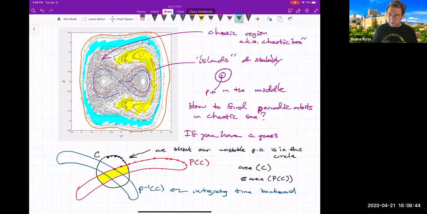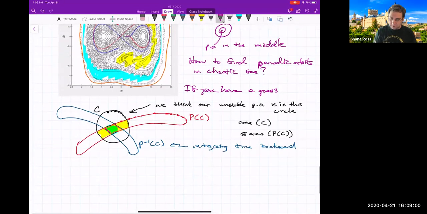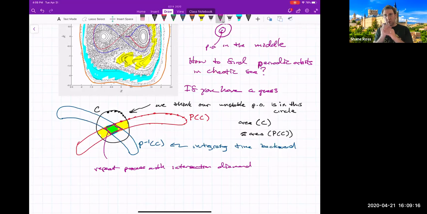So this now constrains things further. If there is a periodic orbit, it has to be in the intersection of all three of these things. And then you could repeat this. You could say, okay, instead of starting with a circle, I'll start with this little diamond and repeat the process. Maybe I'll make the diamond purple. It's easier to see. So repeat the process with the intersection diamond. And you can get as close as you want through this iterative procedure to a periodic orbit.